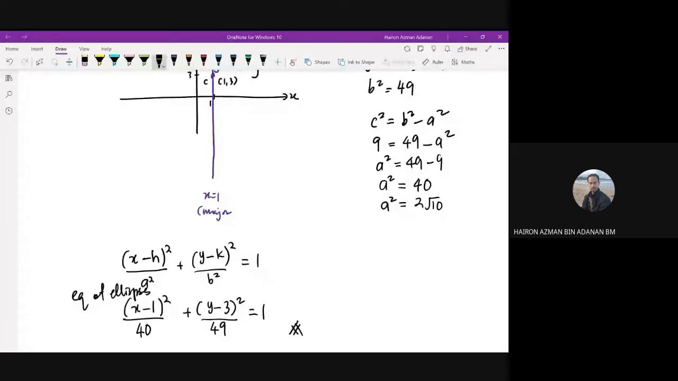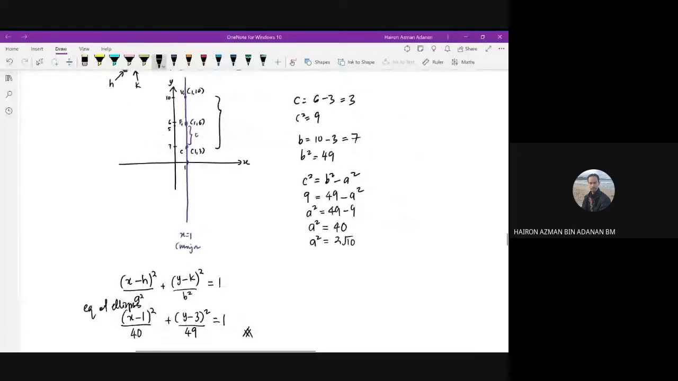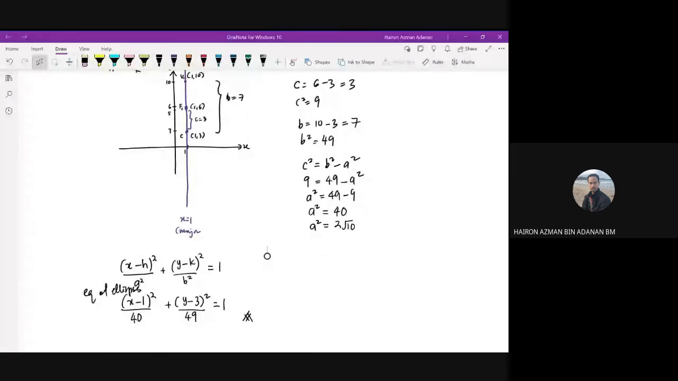Settle for the equation of an ellipse. Next, you have to sketch the graph. Just complete your curve, just complete your graph. The center is 3, and this one B is equal to 7. So just complete your curve.